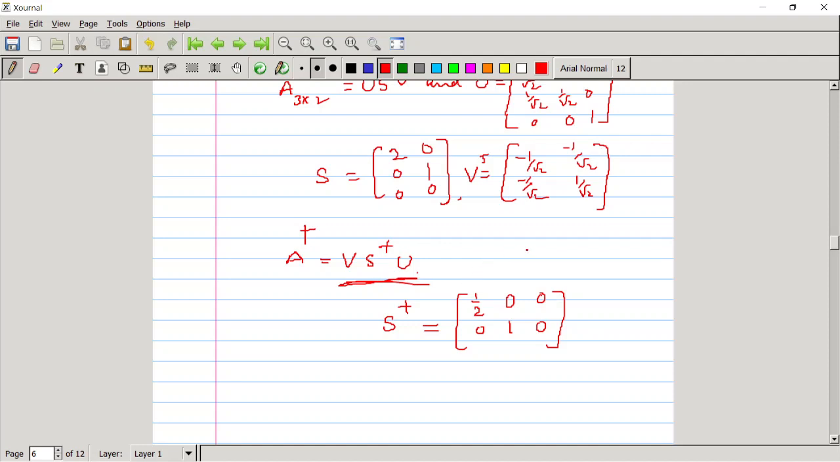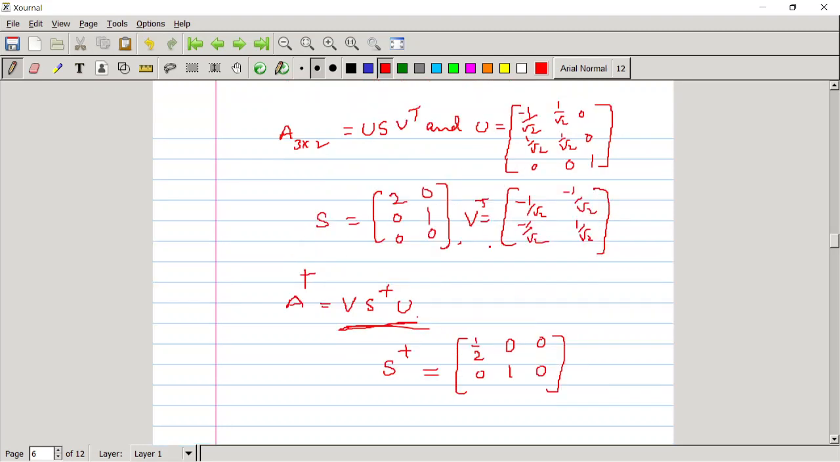Sir, do I have to calculate it like A transpose A whole inverse into A transpose? But that doesn't match. Just do this problem and you will get that. Just do this multiplication and then you will get the answer. V is given, S plus is given here, and U is given. Then I have to just multiply and get the answer.